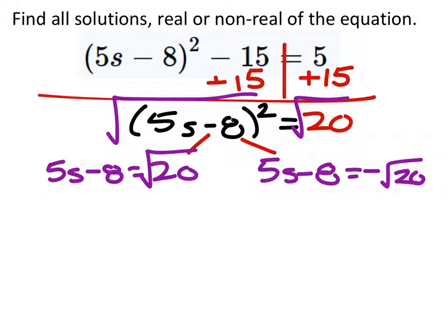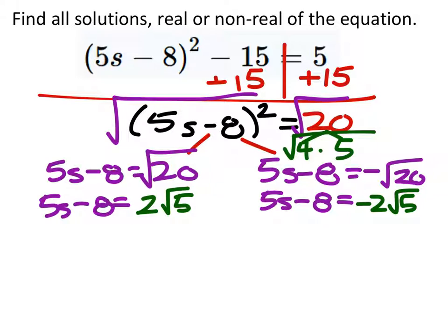Now 20 could be simplified, right? 20 is the same as 4 times 5, and 4 is a perfect square. So it's really 2 times the square root of 5 for both. Well, just solving regular equations now. We're going to add 8 to both sides of both equations.